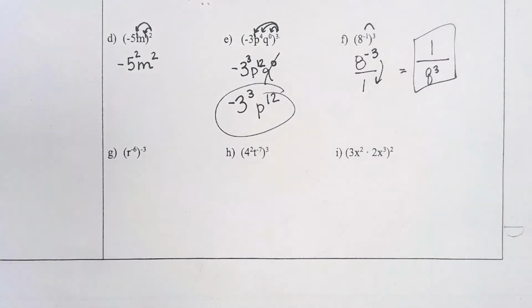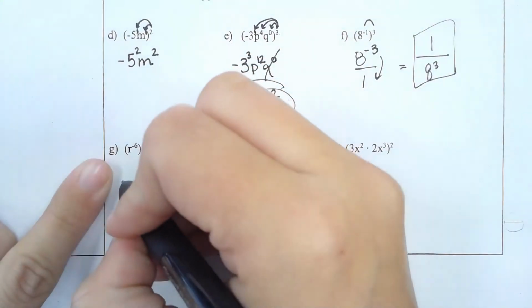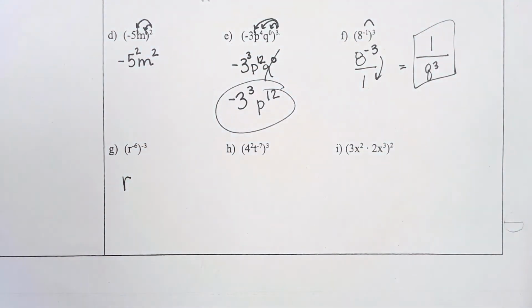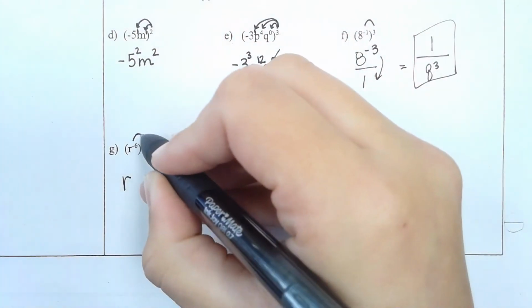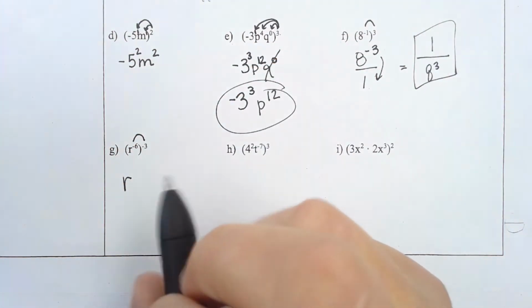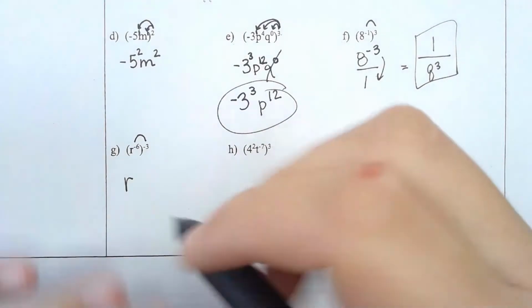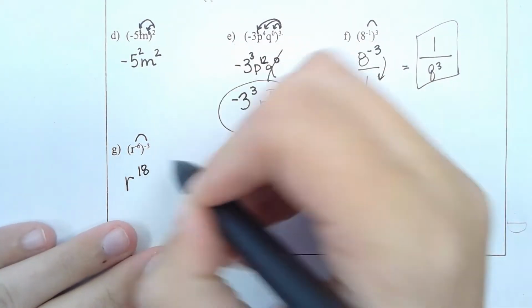All right, so you guys should be done with G and H, so let's see how you did. So your base here was R, so you should have left the R in your answer. And then a power to a power, you're just multiplying. So negative 6 times negative 3 is a positive 18, and that was your answer.